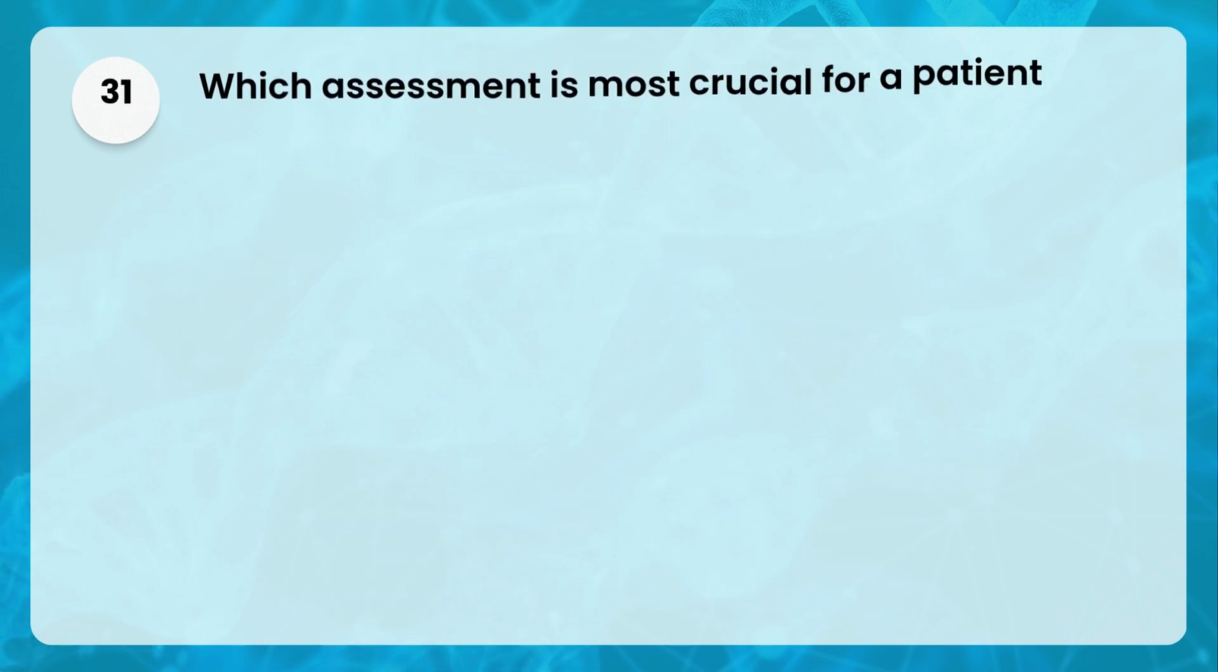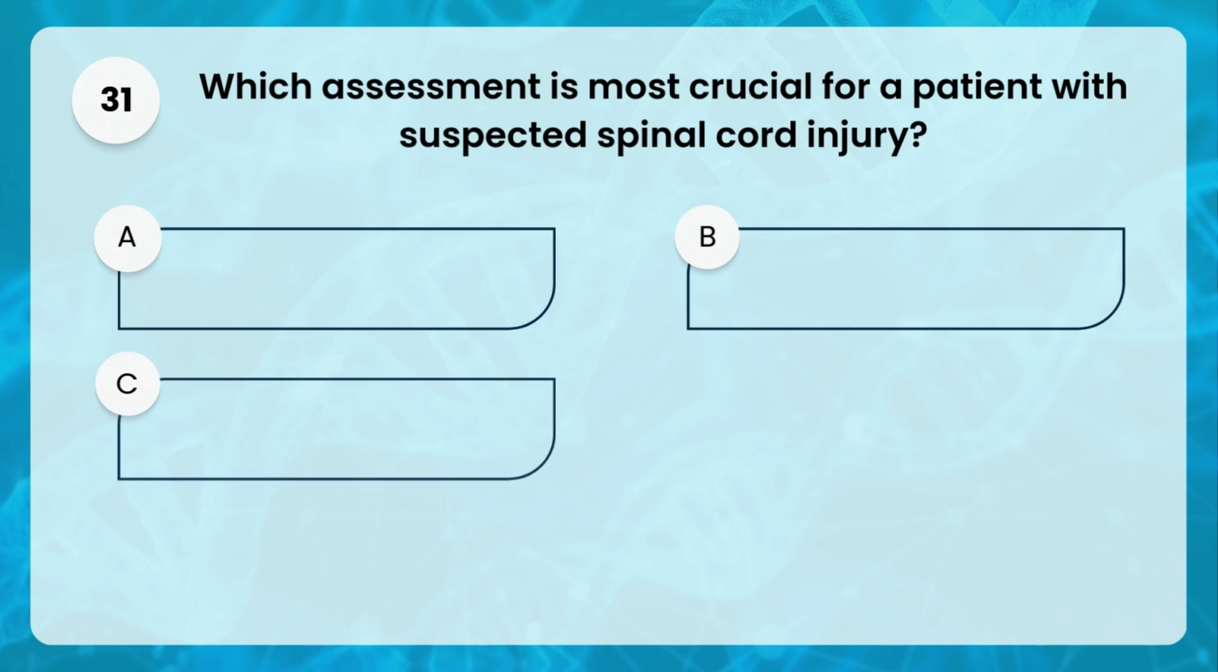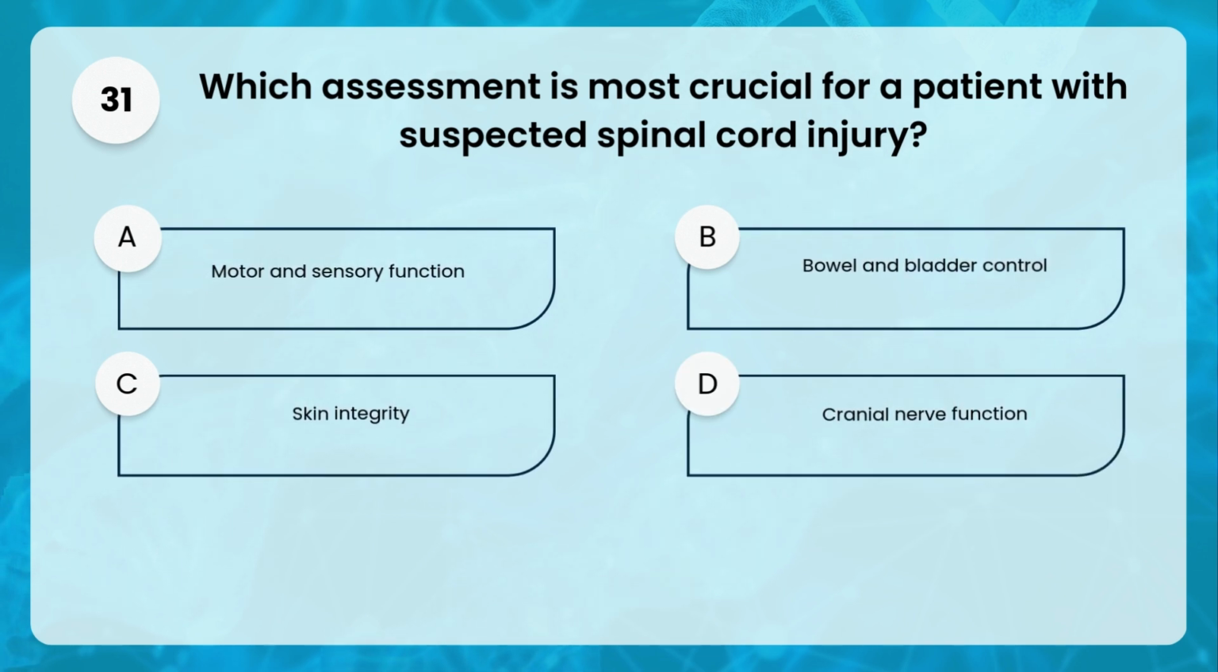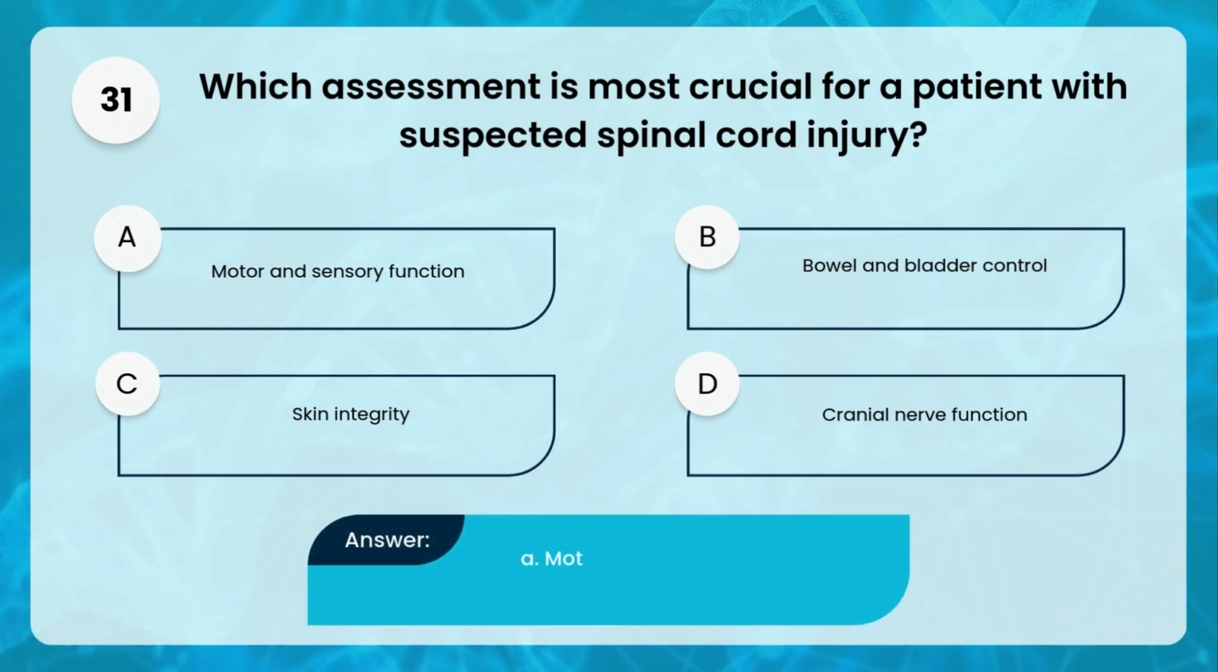Number 31. Which assessment is most crucial for a patient with a suspected spinal cord injury? A. Motor and sensory function. B. Bowel and bladder control. C. Skin integrity. Or D. Cranial nerve function. The answer is A. Motor and sensory function.